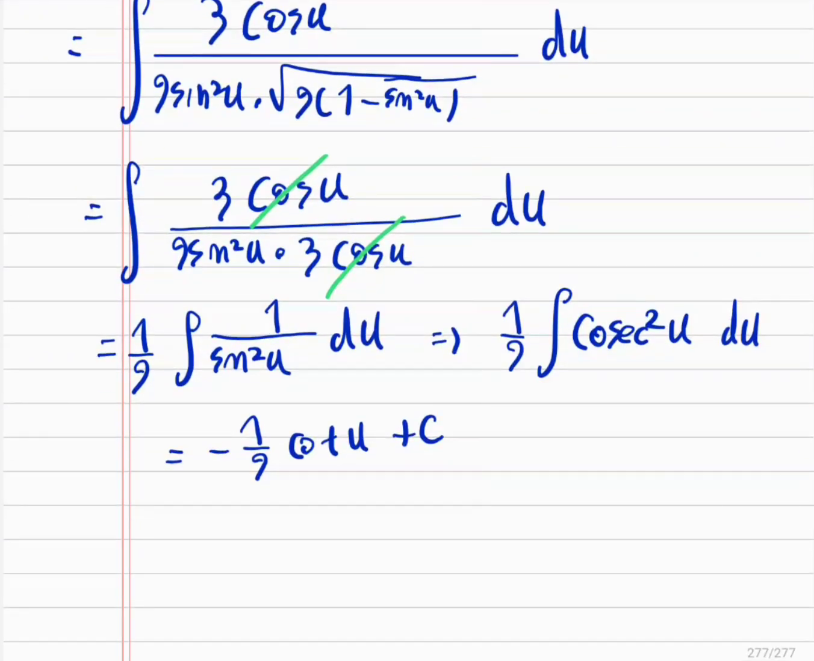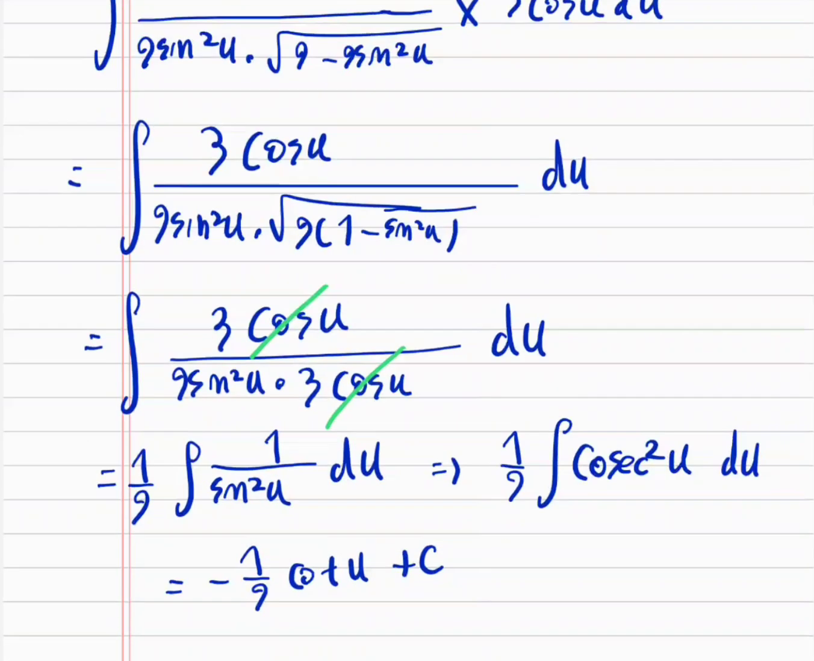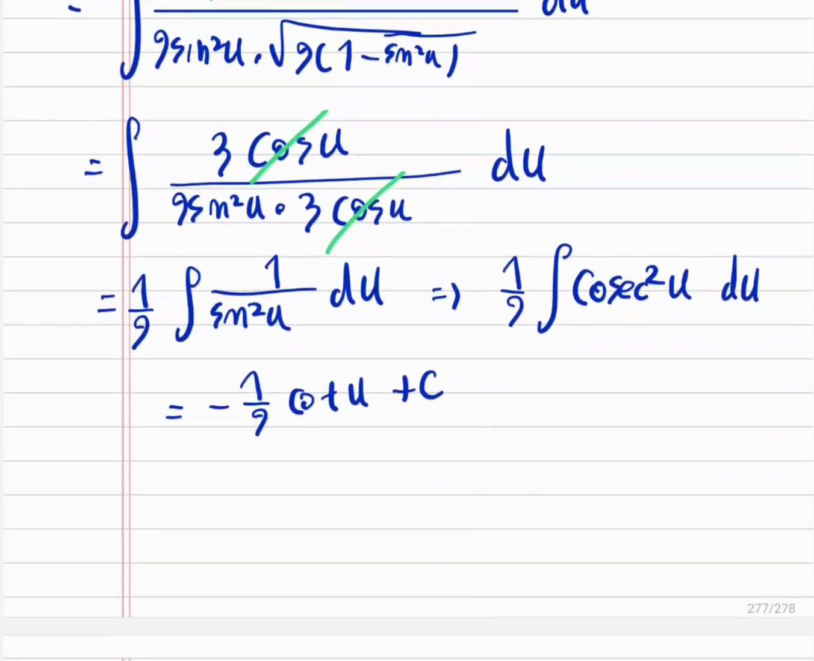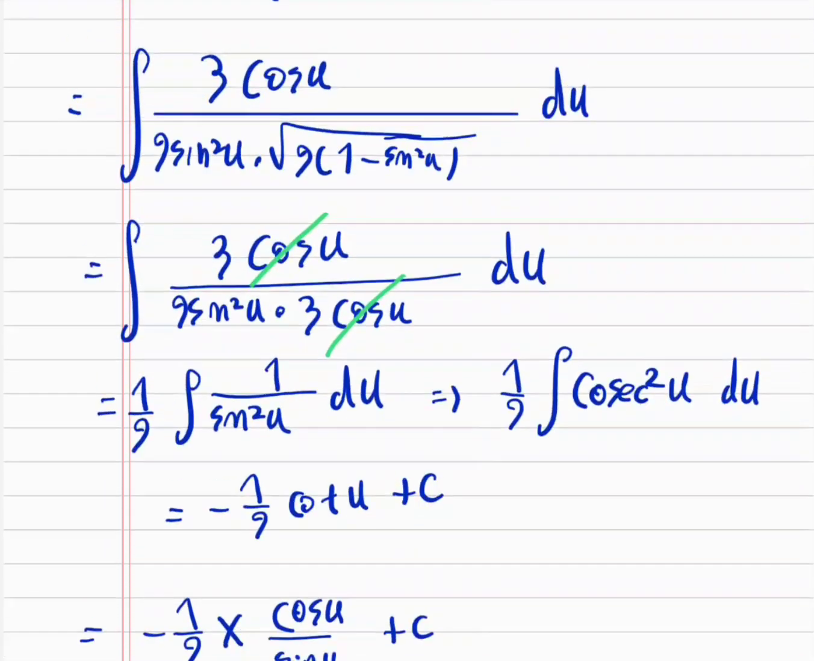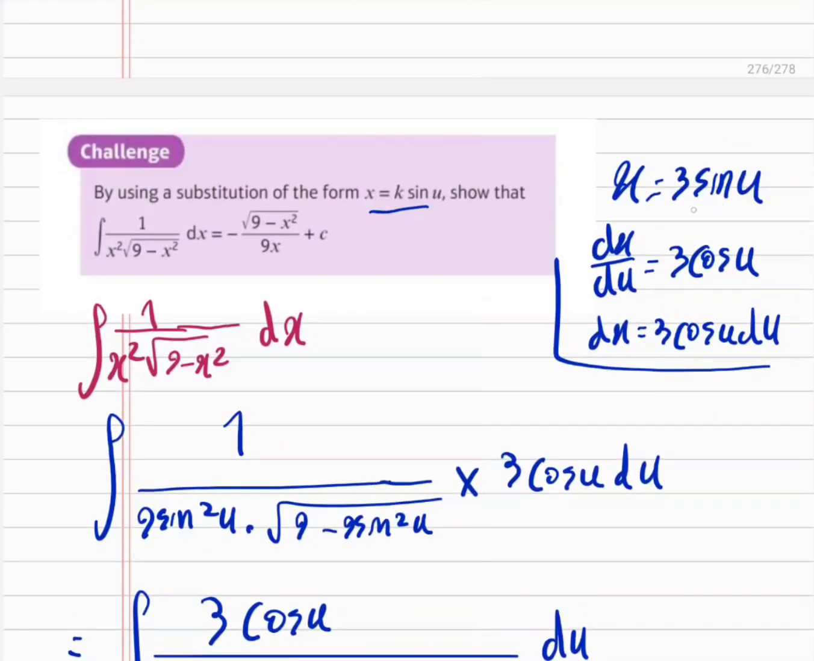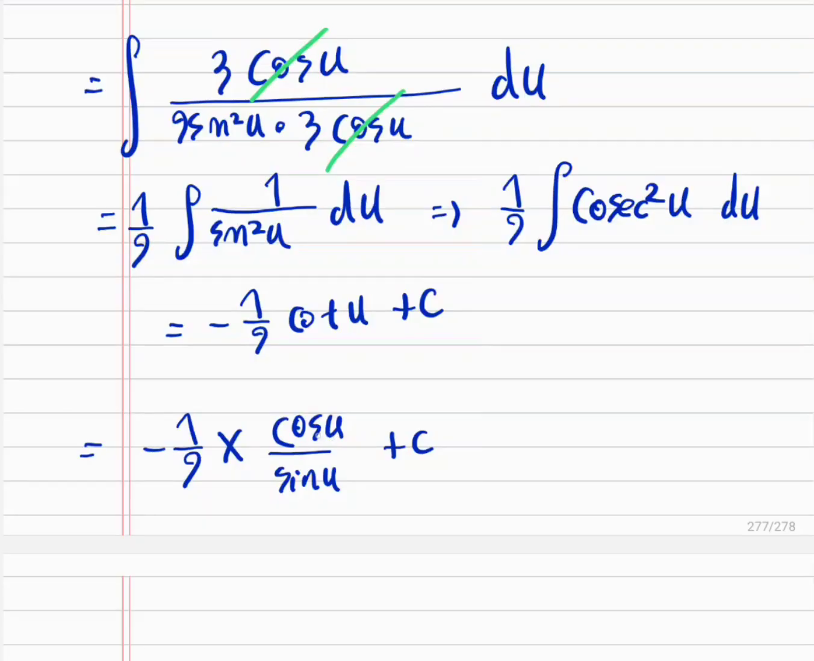Okay, so now we need to remember to give the final answer in terms of x. First of all, minus 1 over 9 cot u can be written as cos u over sin u, because that's just the definition of cot. And now obviously we know what to substitute into sin u, because if we rearrange, we'll have x over 3. Now we need to figure out what can be substituted into cos u in terms of x.